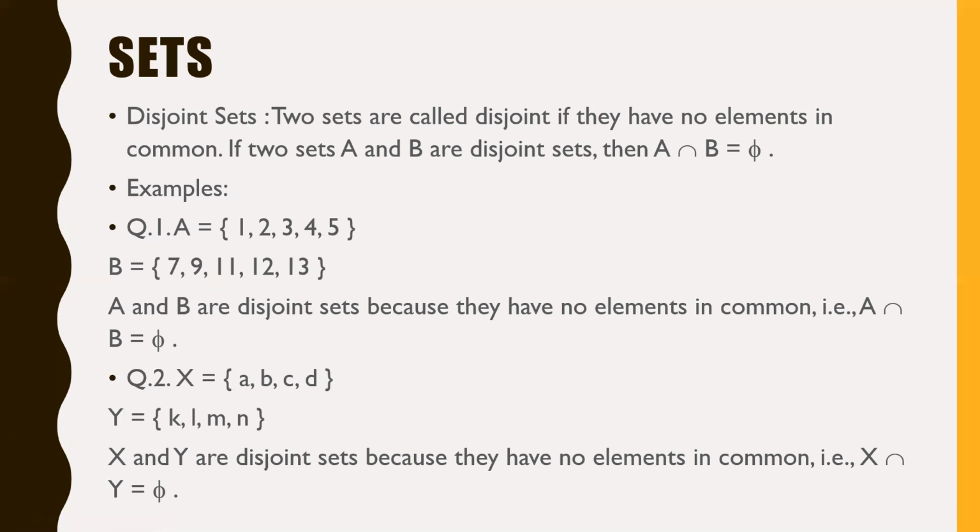Question number 2, X is equal to A, B, C, D. Y is equal to K, L, M, N. X and Y are disjoint sets because they have no elements in common. That is, X intersection Y is equal to null.